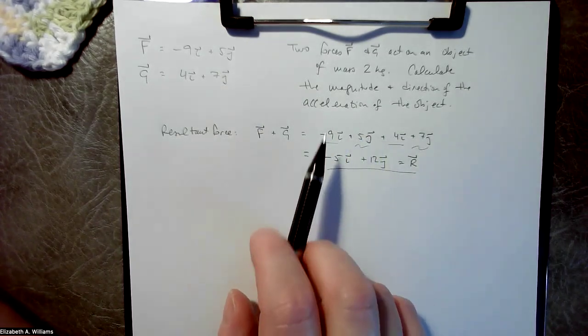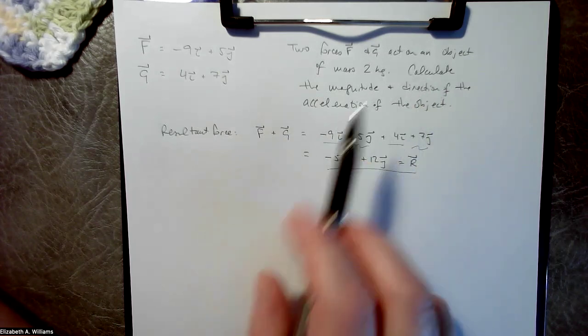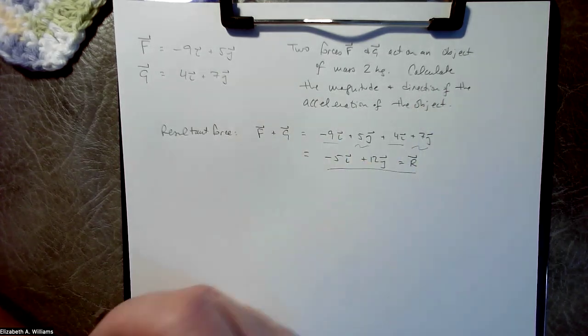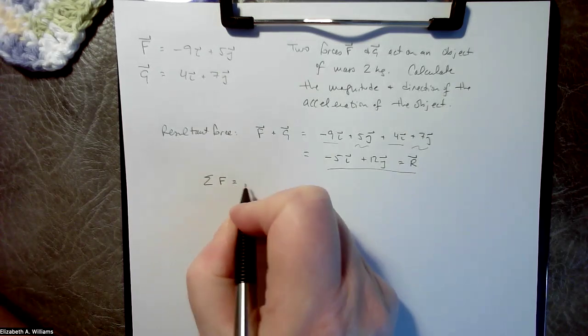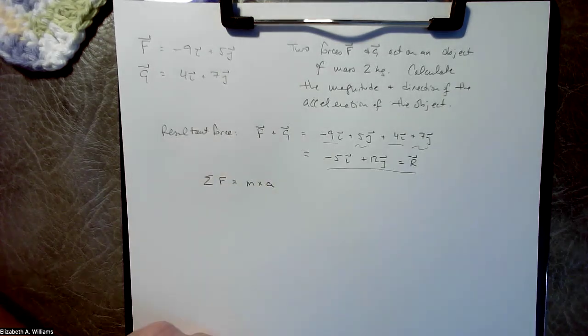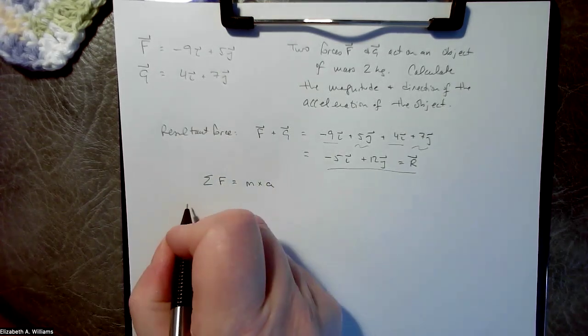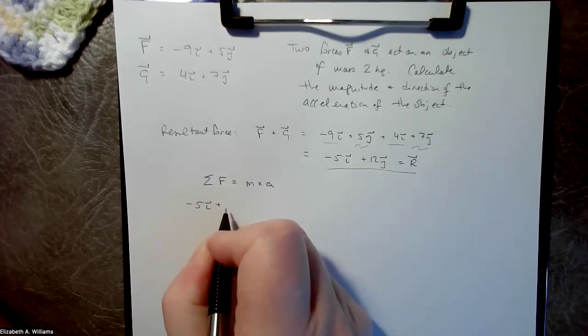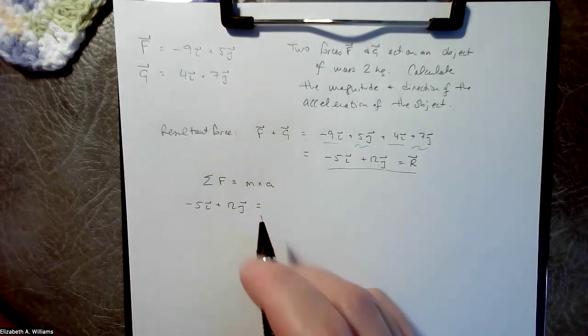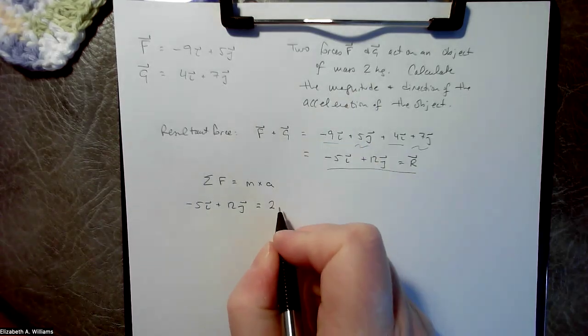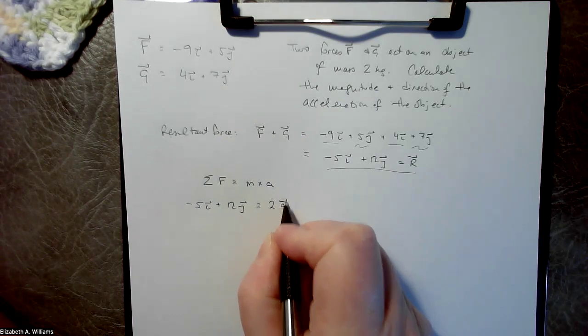Okay. And the relationship between force and acceleration and mass, well, that's Newton's second law. That's force equals ma, or rather the sum of the forces equals mass times acceleration. So we know that the sum of the forces was minus 5I add 12J. And we're told that the mass of the object is 2 kilograms. So that's 2 times whatever the acceleration is.